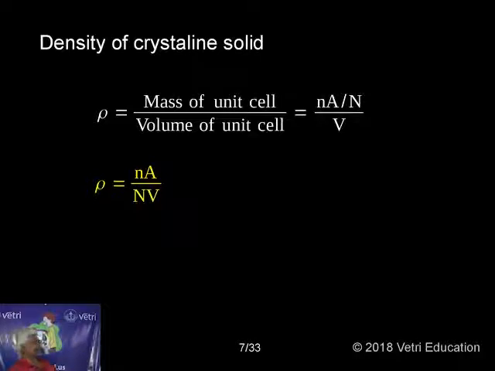Density of the crystalline solid. Generally, density is mass divided by volume. Therefore, it is the mass of the unit cell divided by the volume of the unit cell. That is called the density of a crystalline solid.